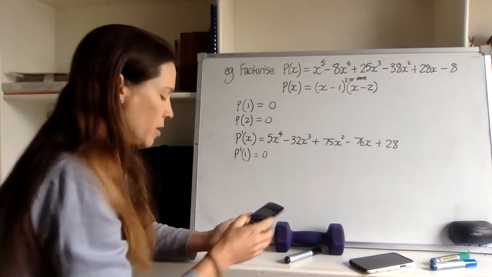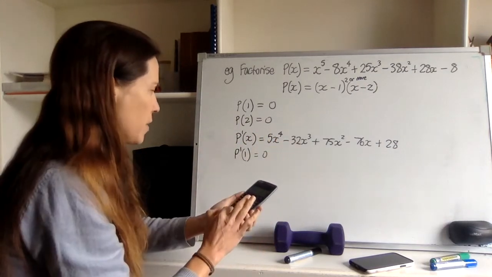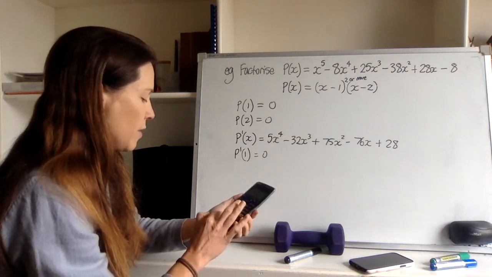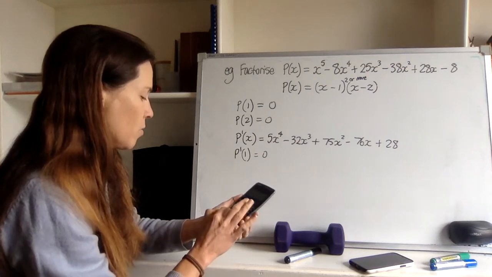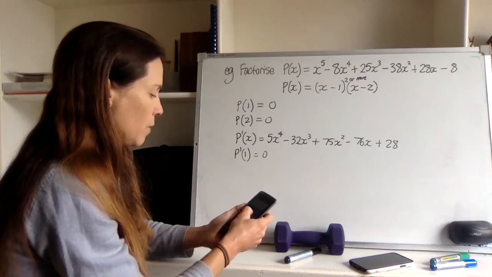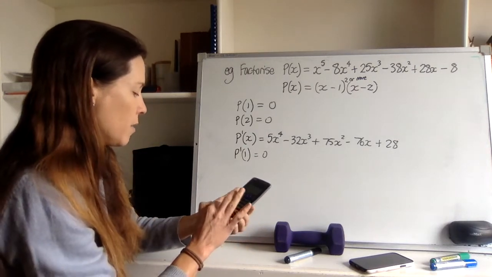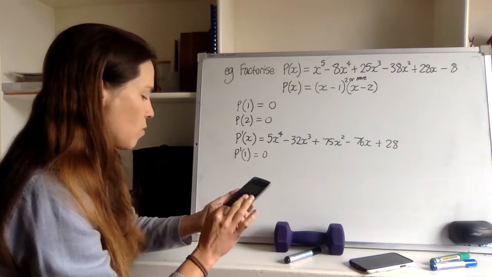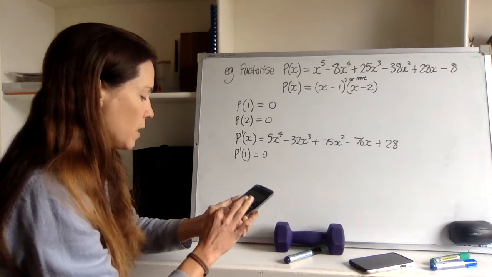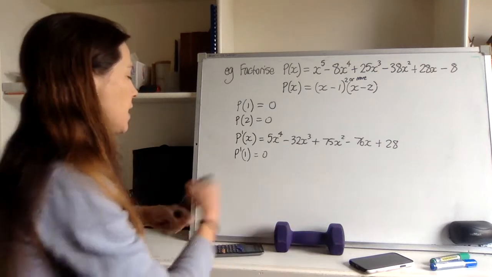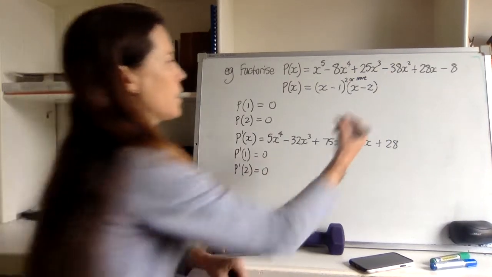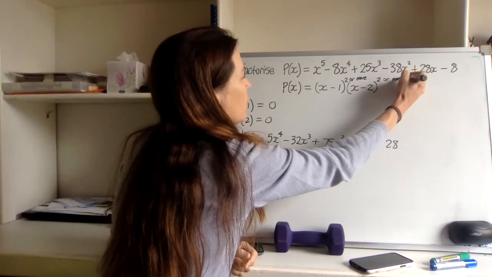Now I can type all this in as a string, or I could go ahead and use 2. I can probably just do it on my calculator using simple things. So I've got 5 times, and I know 2 to the power of 4 is 16. So 5 16s, minus 32 times 8, plus 75 times 2 squared, that's 4, minus 76 times 2, plus 28. It's quite quick and easy, and I can see that P dash 2 is also equal to 0. So that tells me that this is 2 or more as well.